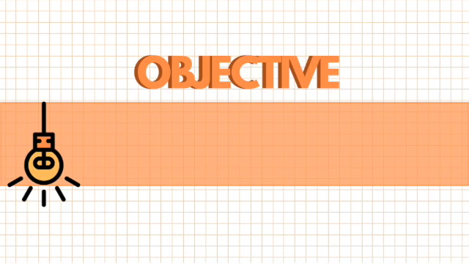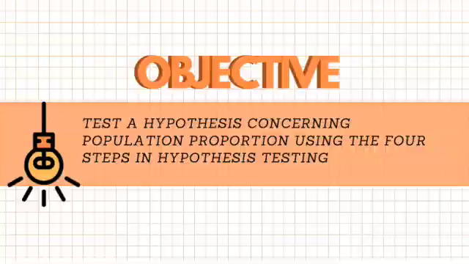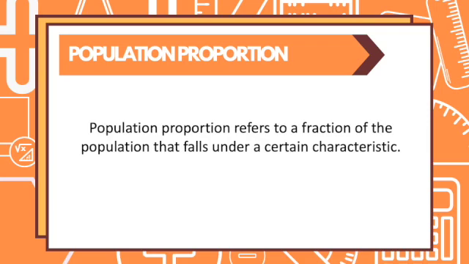So the objective for today's video is to be able to test a hypothesis concerning population proportion using the 4 steps in hypothesis testing. So let's start with the definition of population proportion. Population proportion refers to a fraction of the population that falls under a certain characteristic. For example, 60% of the students in a certain level are male. This particular numerical descriptor is what we call population proportion.